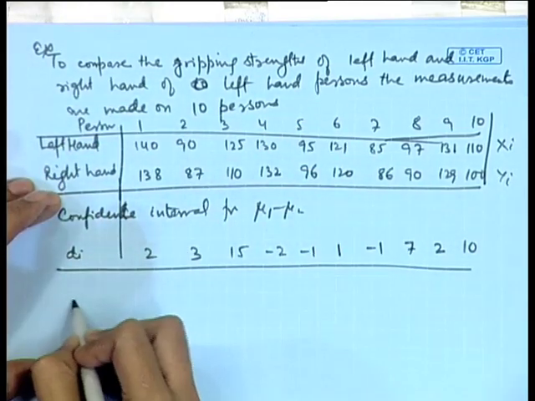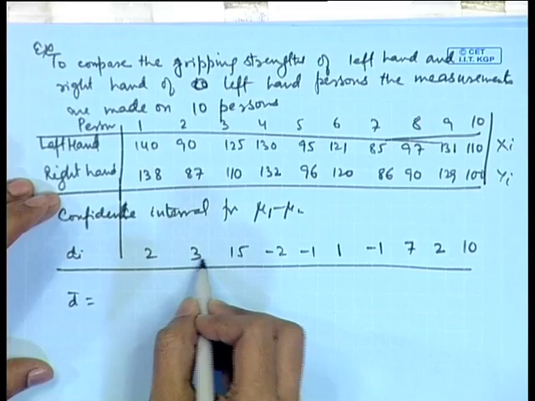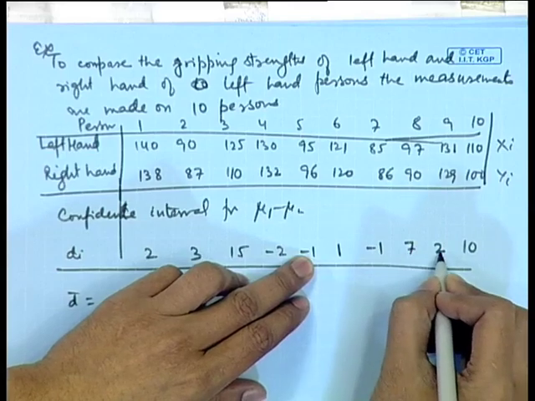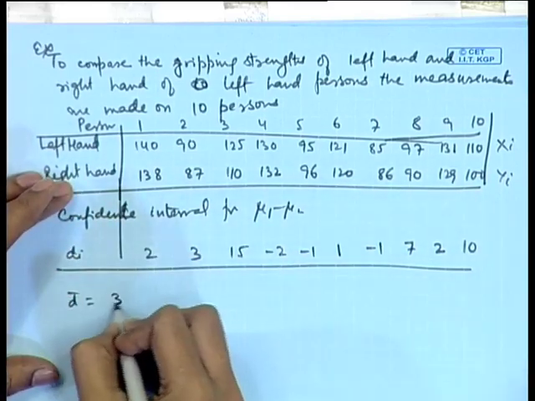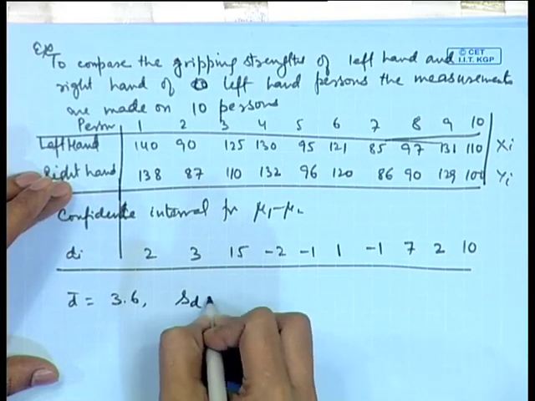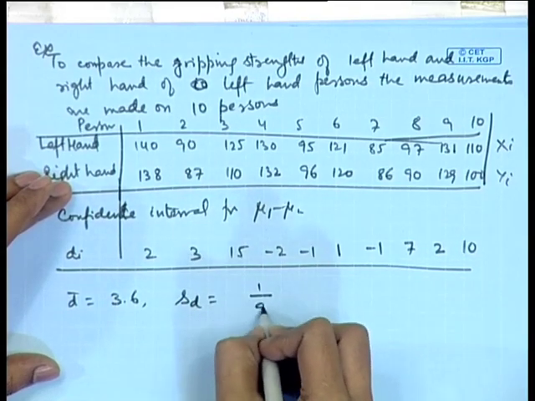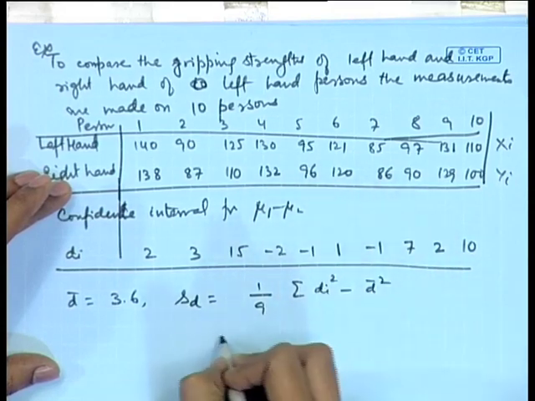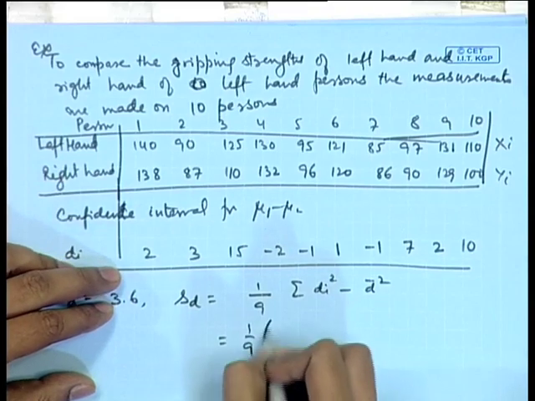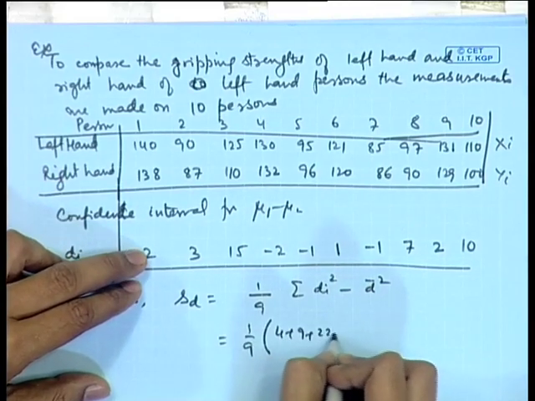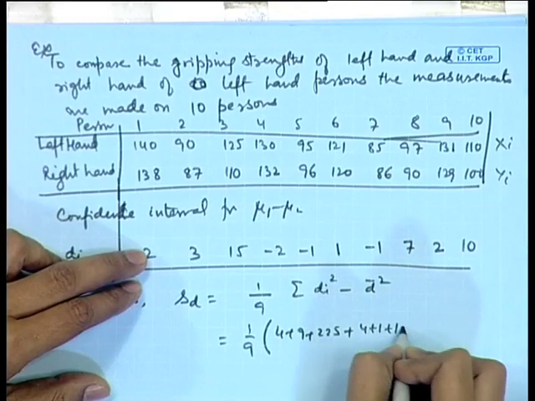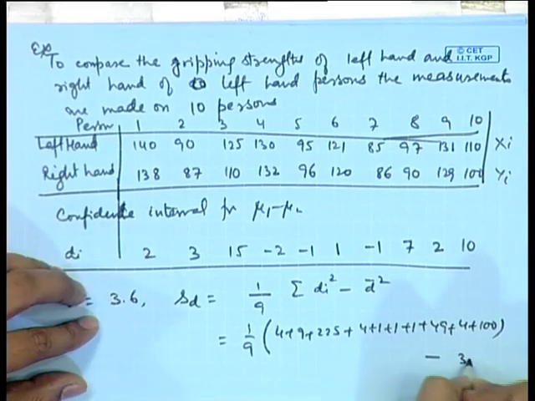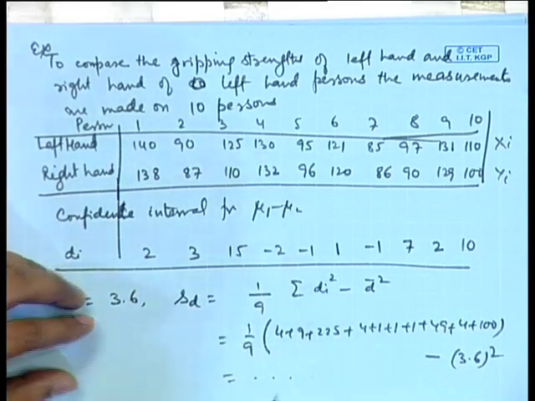So, we look at the d bar value here, which is the mean of this, that is 20 plus 17 plus 24 plus 26 plus 36, so that is 3.6. Similarly, we calculate S d, that will be equal to 1 by 9 sigma d i square minus d bar square. So, once again it can be easily evaluated, it is 4 plus 9 plus 225 plus 4 plus 1 plus 1 plus 1 plus 49 plus 4 plus 100 minus 3.6 square. So, this value can be evaluated.